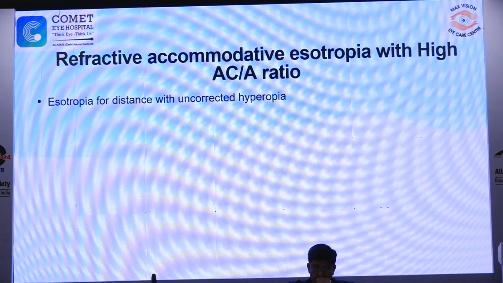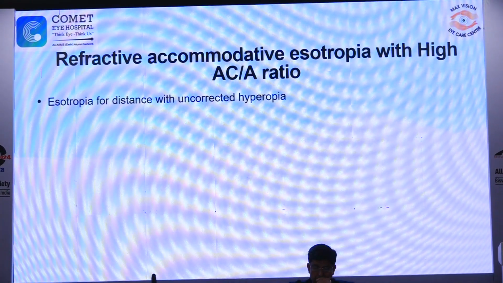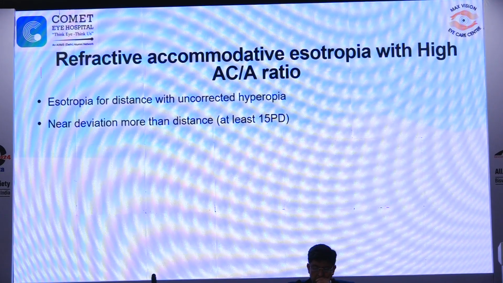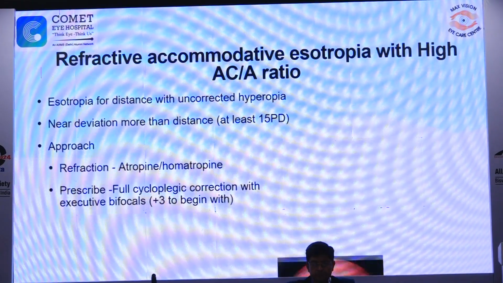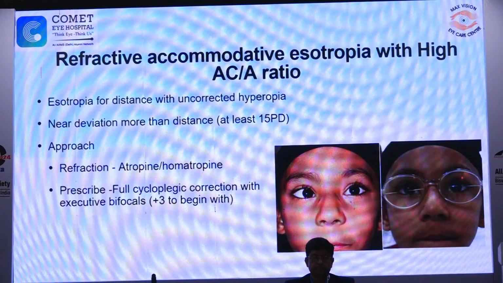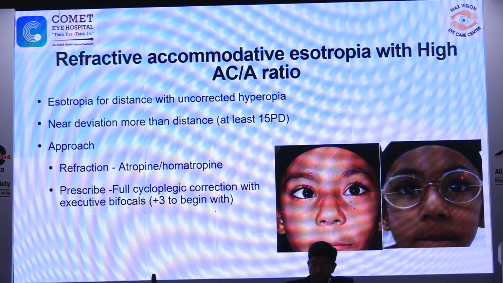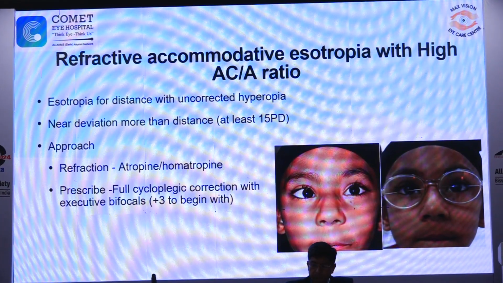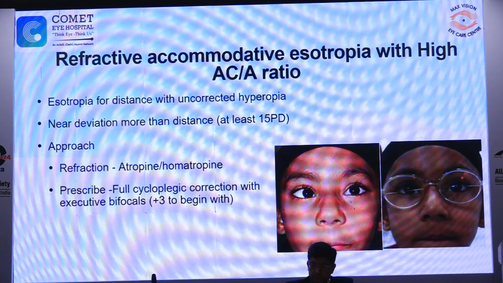Now then you can have refractive accommodative esotropias with high AC/A ratio. These patients would have esotropia because of uncorrected hyperopia, and the near deviation would be more than the distance deviation by a factor of 15 prism diopters. The approach here again would be to do an atropine refraction and give a full cycloplegic correction. I usually begin by giving +3 at the beginning, and then we can try and wean off.